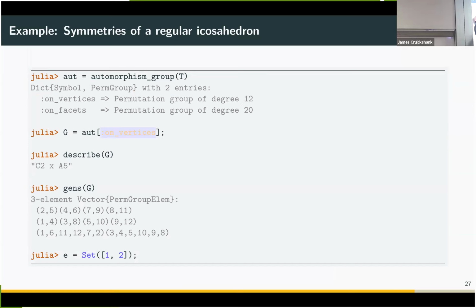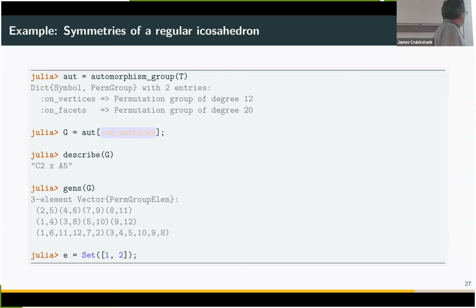Even if we call it, we get two such actions, two permutation groups, one on the 12 vertices and one on the 20 faces of the icosahedron. And we first decide, okay, let's look at the action of this permutation group on the 12 vertices. That is a permutation group. It's isomorphic to the direct product of the cyclic group of order 2 and the alternating group on 5 points. So here we have some generators.